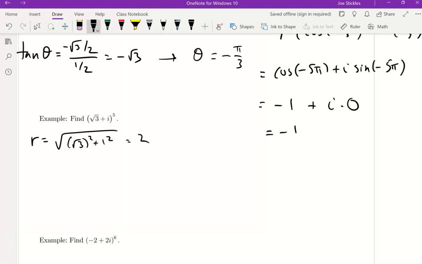What else do we need to find? Theta. So what will our tangent of theta be equal to in this case? 1 over root 3. Good. Remember, it's y over x, correct? What angle has a tangent equal to 1 over root 3?